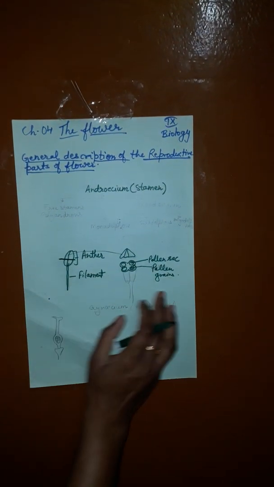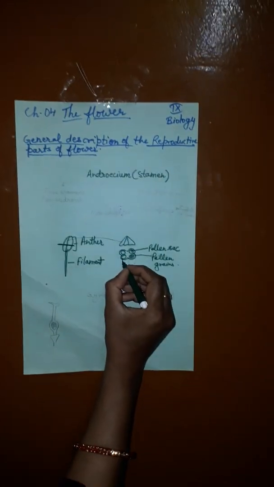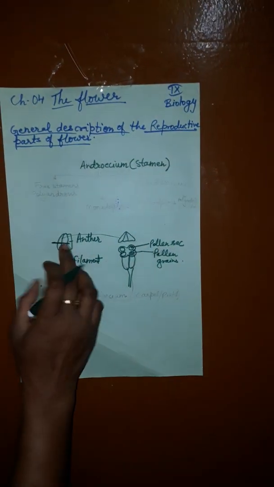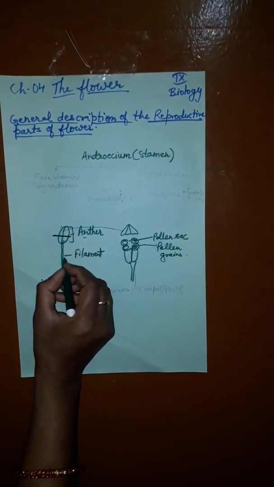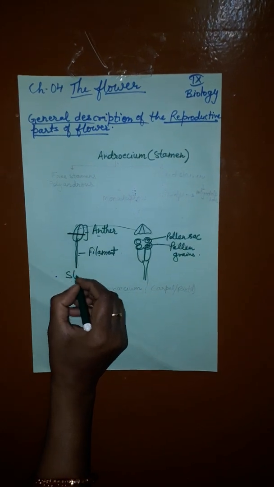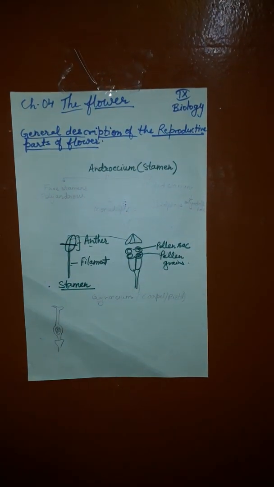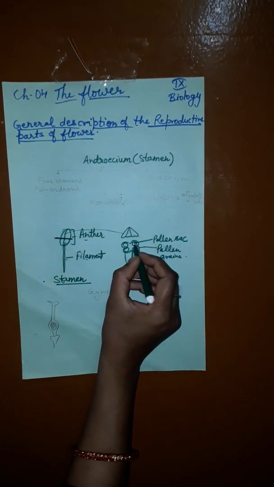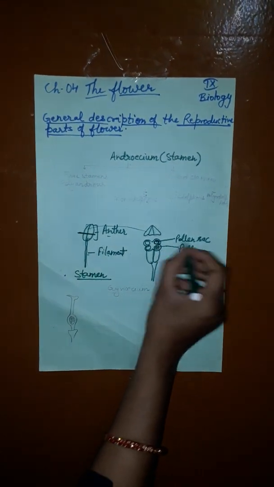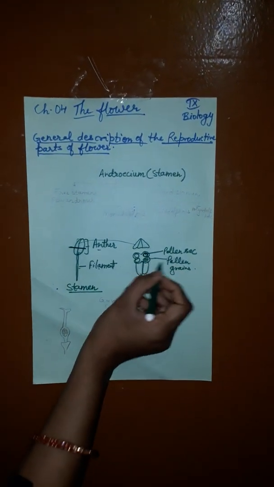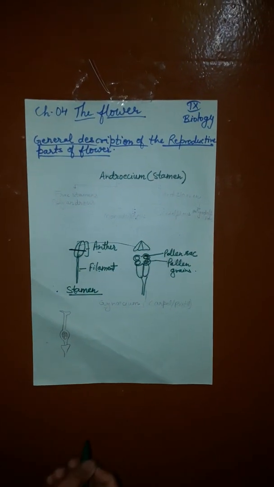Okay, this is the structure of androecium or stamen, and this is the TS of anther. The upper part is the anther and the lower part is the filament. Collectively it is called stamen, or androecium, or the male part of the flower. When you cut it, you can see clearly the sac-like structure, the pollen sac, which contains small dotted structures. These are called pollen grains.